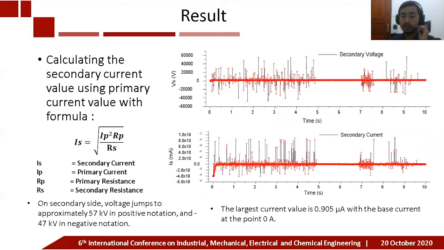Then this is the result. The result is secondary voltage and secondary current. For the secondary current, we calculate the secondary current value using the primary current value with the formula below. On the secondary side, the voltage jumps to approximately 57 kilovolts in positive notation and 47 kilovolts in negative notation. The largest current value is 0.905 microampere with the base current at 0 ampere.